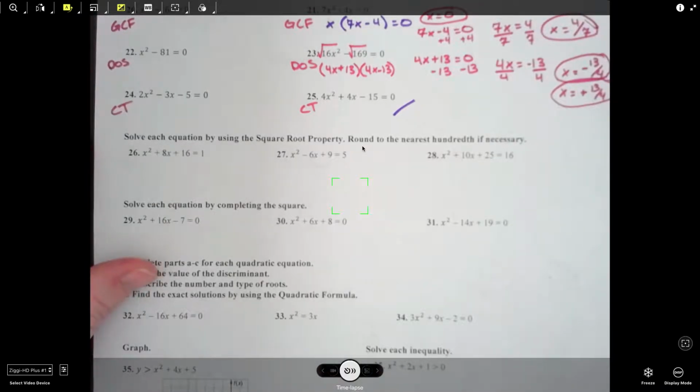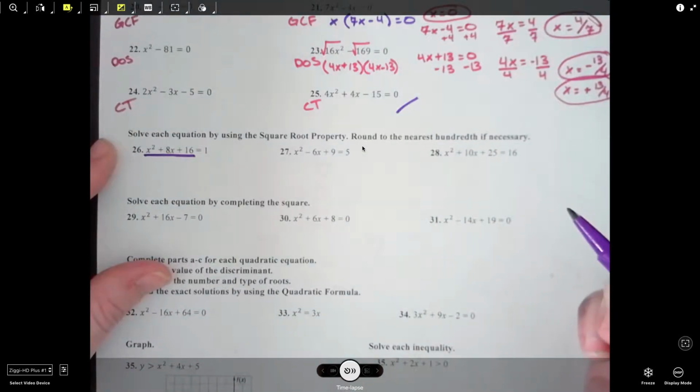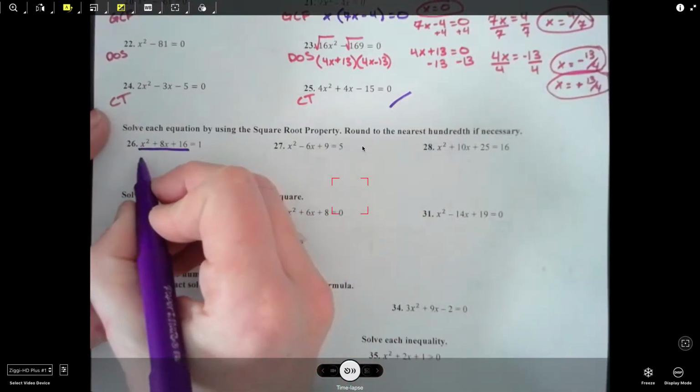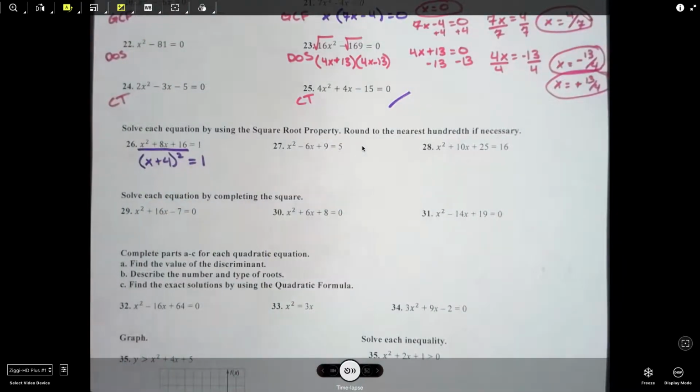26? Great, 26. Okay. This piece right here. What can you multiply to get 16, but when you add them, give you 8? 4 and 4, right? X plus 4 squared. X plus 4 squared equals 1.